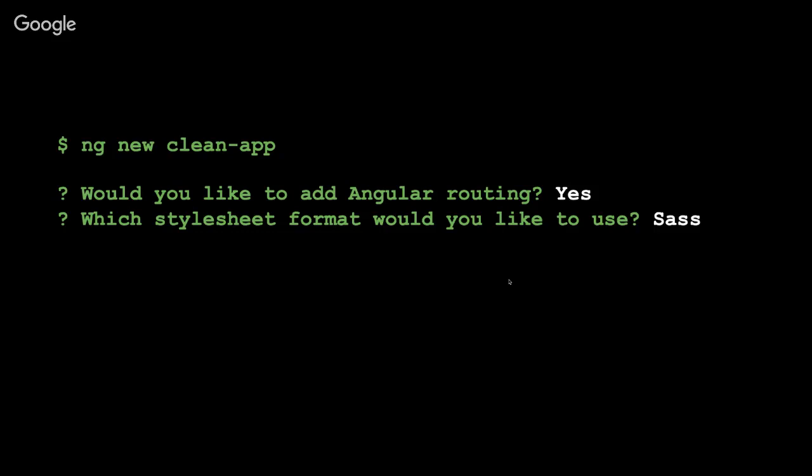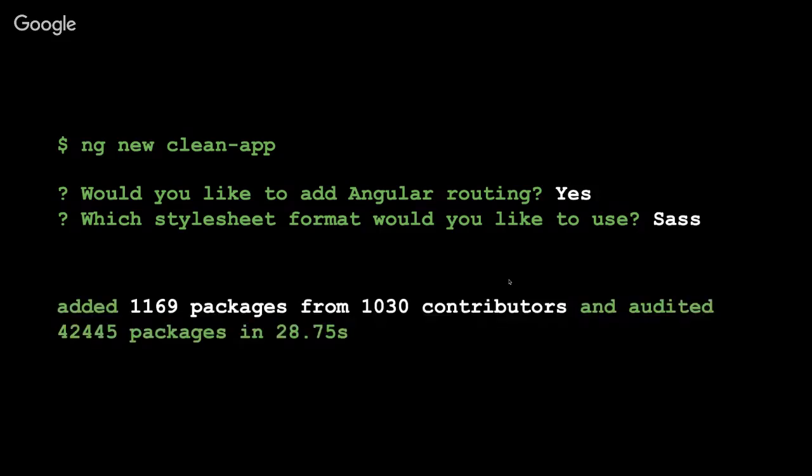But after about 30 seconds, it's going to come back and tell you that it added 1,169 packages to bootstrap your simple Angular application. So now you're actually running code from 1,030 contributors. That's only people publishing npm packages. It's not actual repo contributors. So that's kind of significant. But even that doesn't tell you very much. Like 1,000 packages, sure, but how bad is that really?